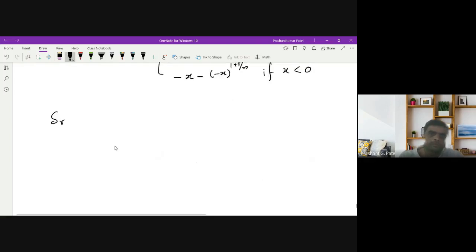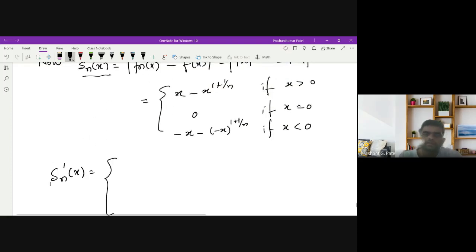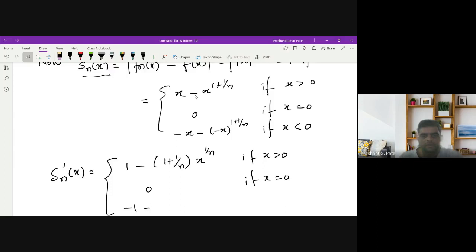So let us see what is Sn dash x. As per this, the derivative is 1 plus 1 by n times x raised to 1 by n, minus 1, if x is positive. If x is 0, then it is 0. And if x is negative, then it is minus 1 plus 1 by n times minus x raised to 1 plus 1 by n minus 1, so that is 1 by n, and the derivative of minus x will become minus 1, so that's why we have plus 1 if x is negative.